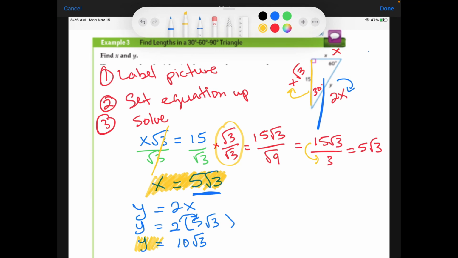Once again, if they ask for an exact answer or they accept decimal responses, make sure you round it to whatever is acceptable or whatever is asked.